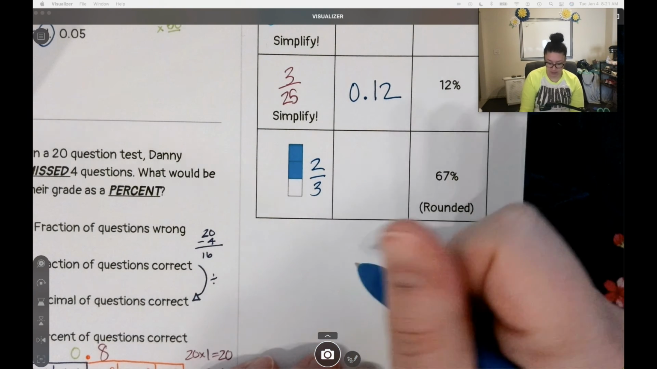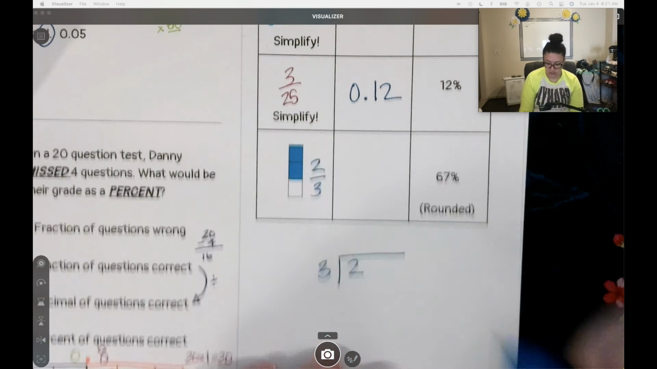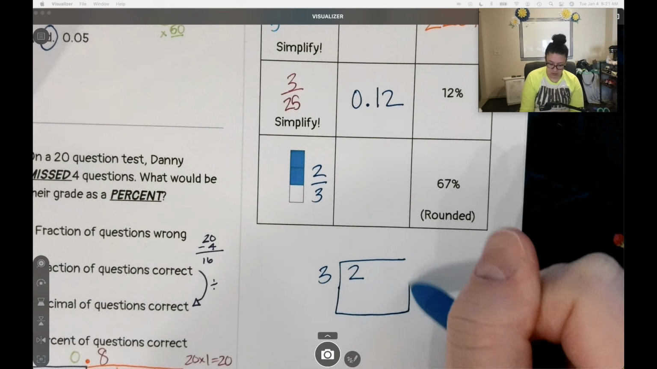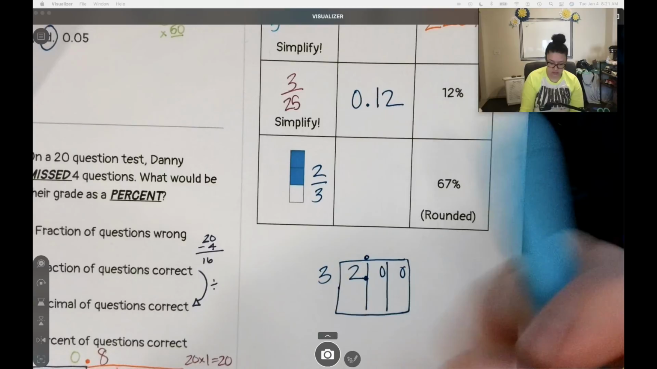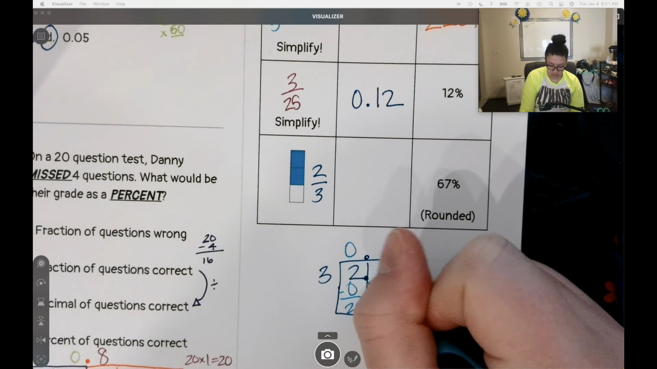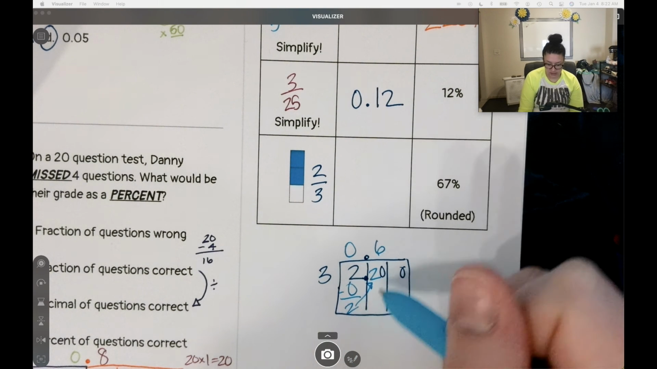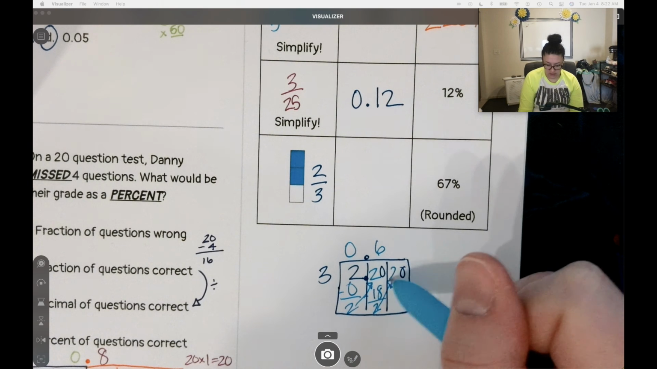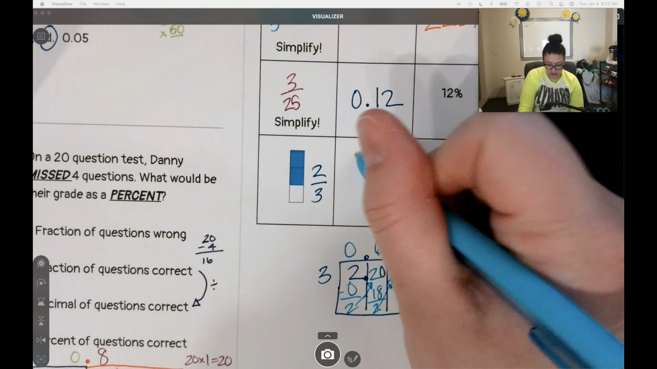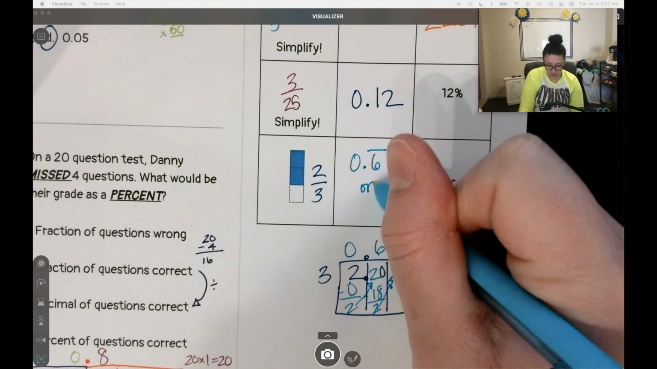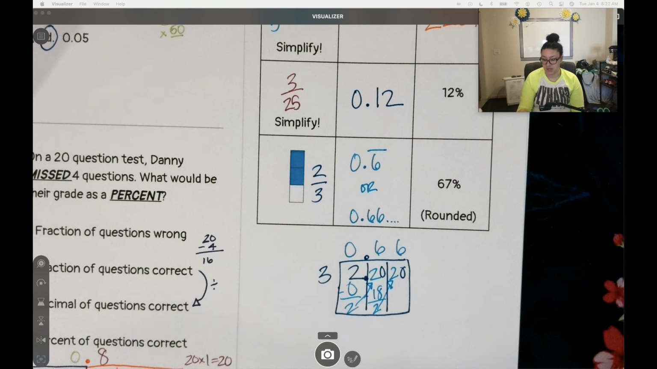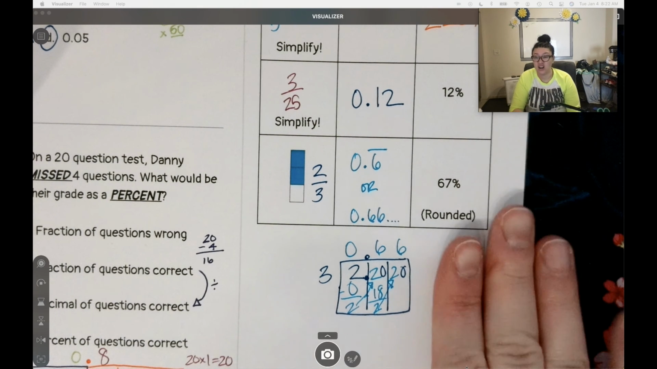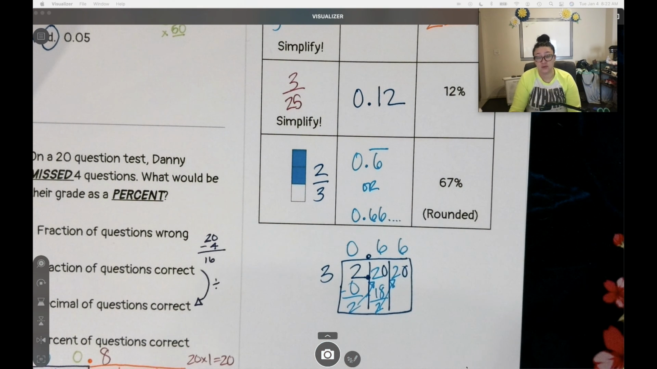2/3, if I want to divide that out, what number keeps repeating when we do 2/3? 3 goes into 2 0.6 times. This 6 just keeps repeating. So this is 0.6 repeating that way, or 0.66 with some dots after it to show that it's repeating. Going back and forth between these different types of numbers is the heart and soul of what this unit is. Being able to go back and forth, these skills are huge.